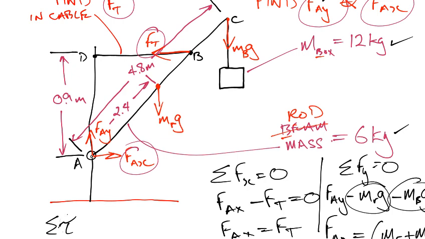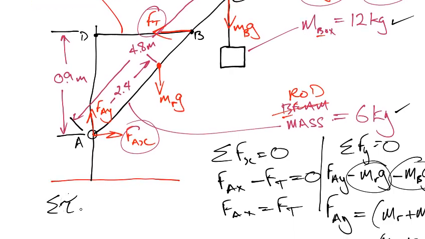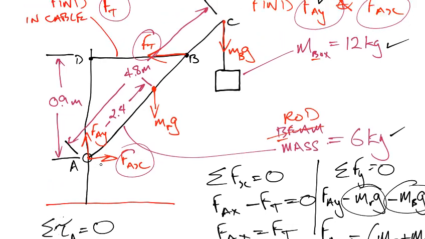If I pick point A, I get rid of FAX and FAY. So personally, I think it's probably going to be less work to pick point A. So I'm going to say, all right, take the summation of the moments about point A, and they should all sum up to 0. So at this point, we can ignore FAY and FAX. But we've got 1, 2, 3 other forces to deal with.